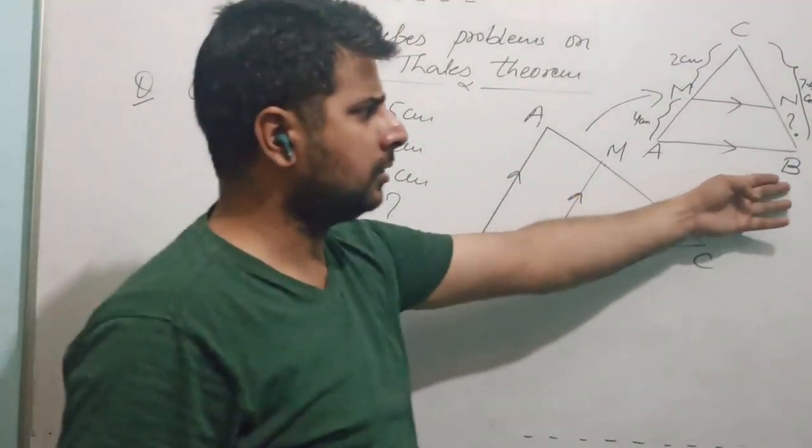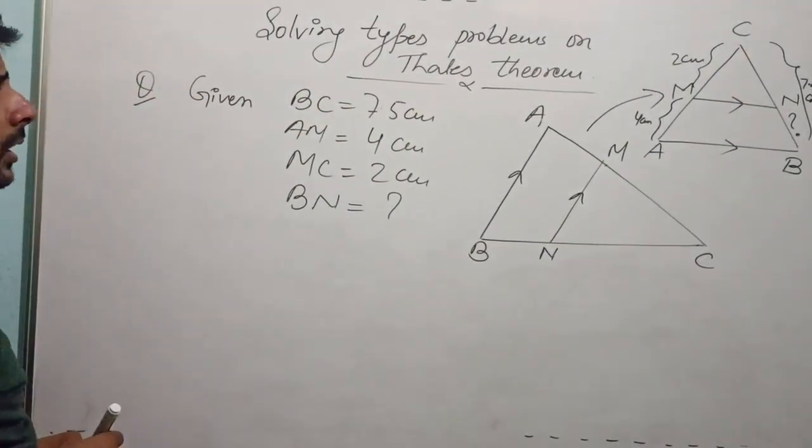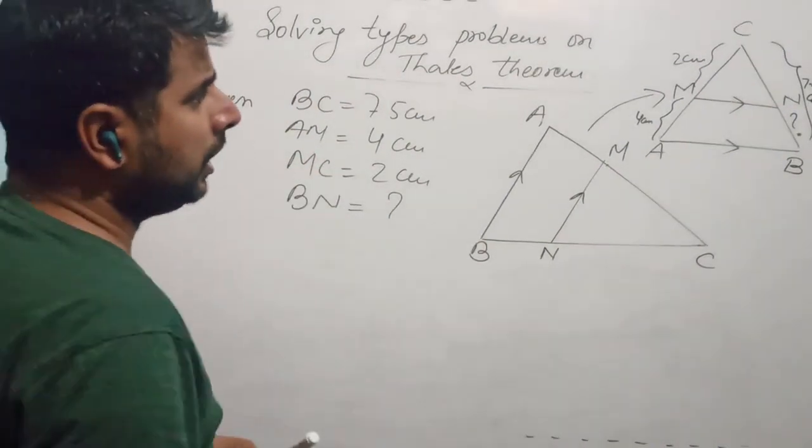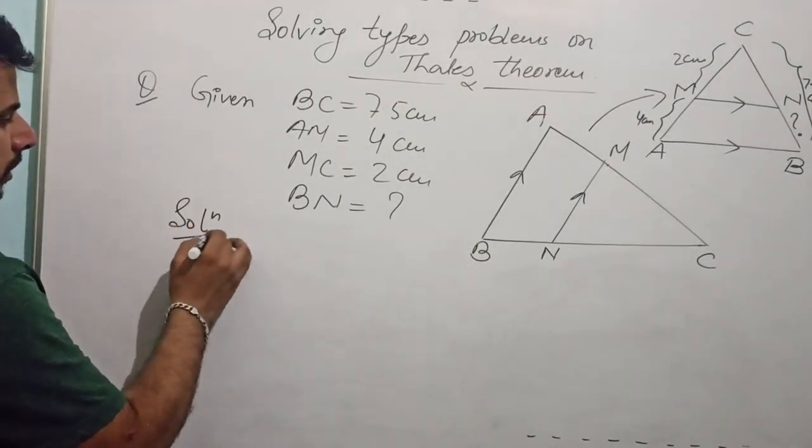You can say BN also, you can say NB also, no matter at all, whatever you like to say. Okay, so you have to find BN or NB. So let's see in the solution.